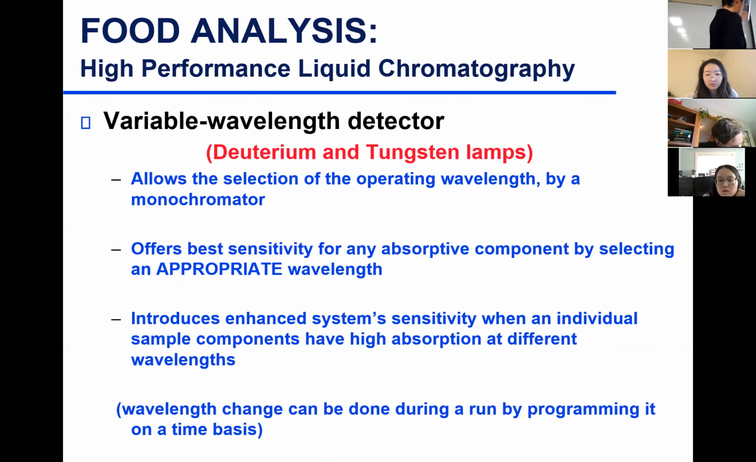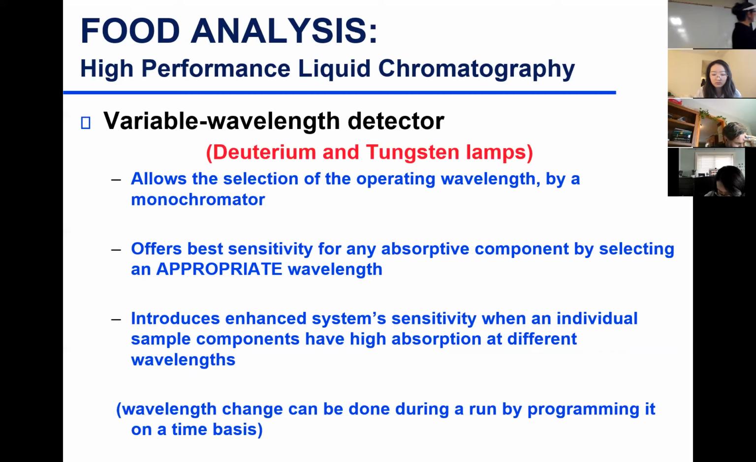One of them is the variable wavelength detector. That detector is called variable wavelength detector because you can select the wavelength you want based on your component. What wavelength would be best for your component? What's the lambda max, the wavelength at which you have maximum absorption? So you can select that and have your component be detected that way by absorbing at that particular wavelength.